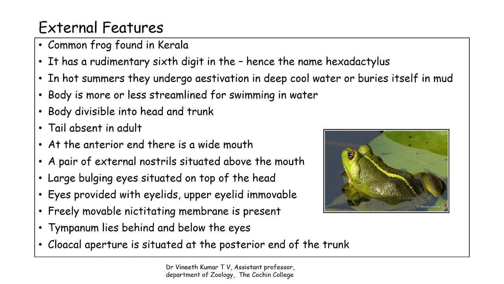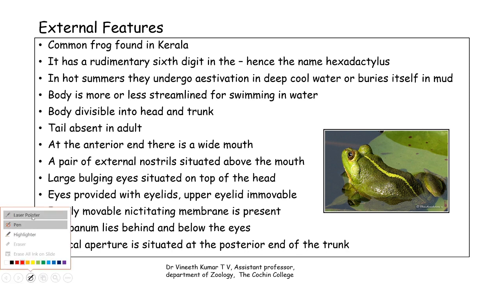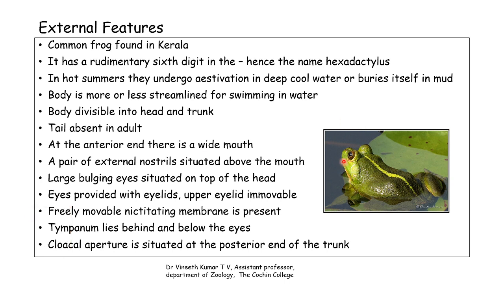The body is more or less streamlined, which is adapted for swimming in water, and the body is divisible into head and trunk without a neck. The tail is absent in the adult. The tail fins and the gills are present in the larva, which is called the tadpole larva. At the anterior end, there is a very wide mouth, as you can see here. The mouth is very wide in the case of the frog.